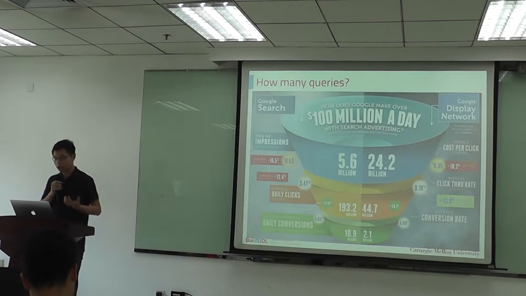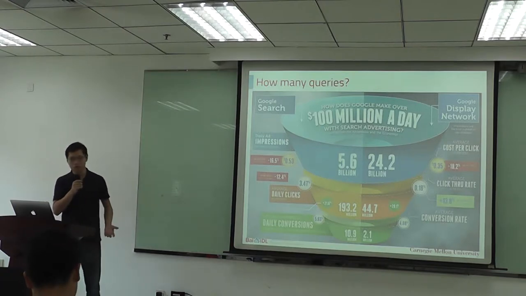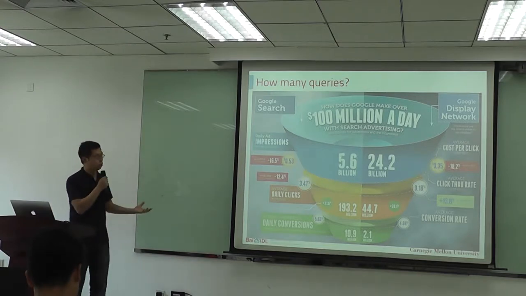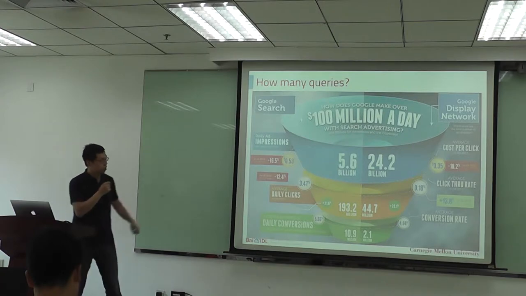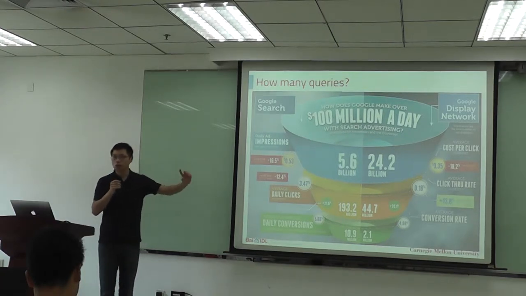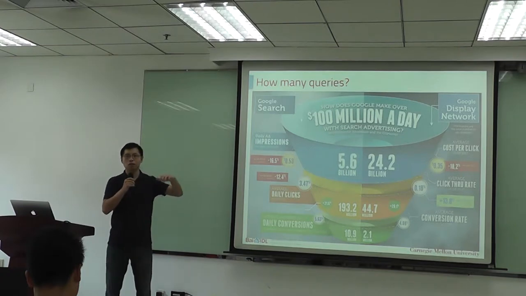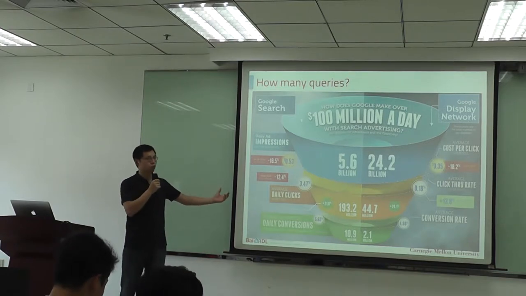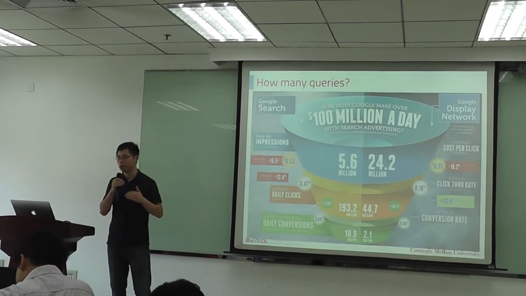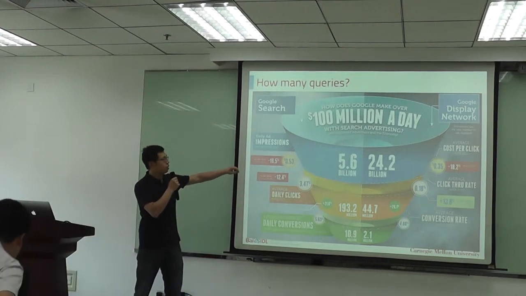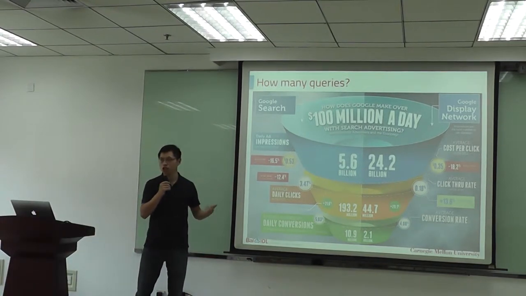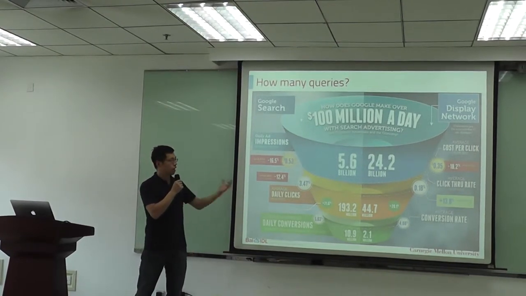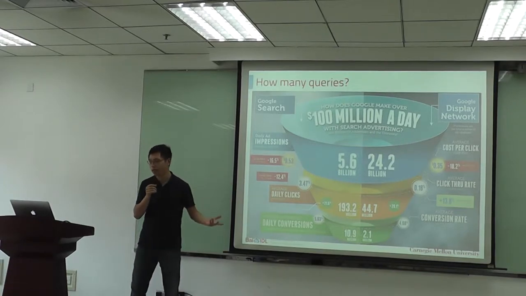So if we generate the features, what about the data size? Each query and each ad is an example. Here's a figure from Google. The left part is the ads Google displays on partner websites, and the right side is the ads Google displays on its own search page. As you can see, there are about 5 billion queries each day. Each query generates examples, so you collect about 5 billion examples every day.